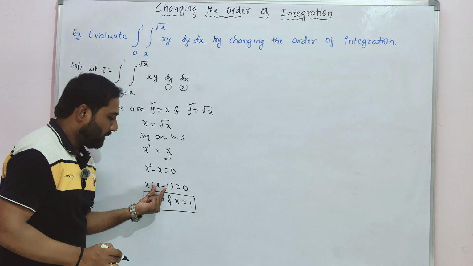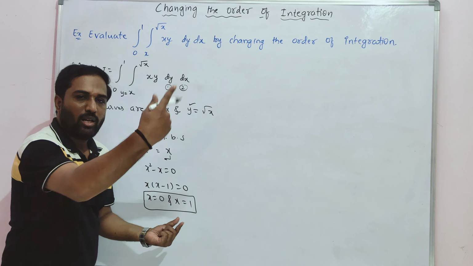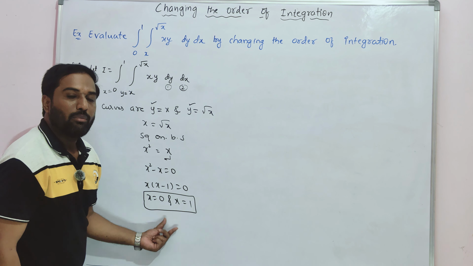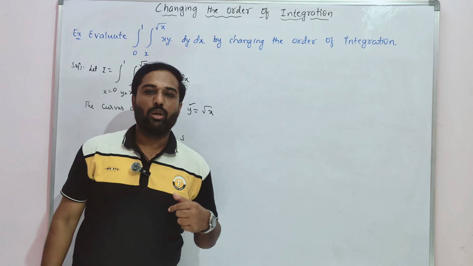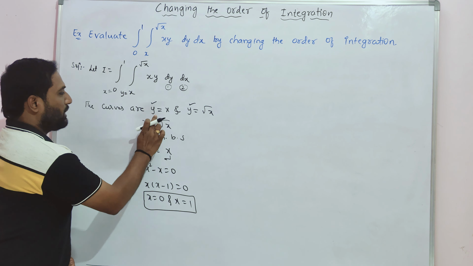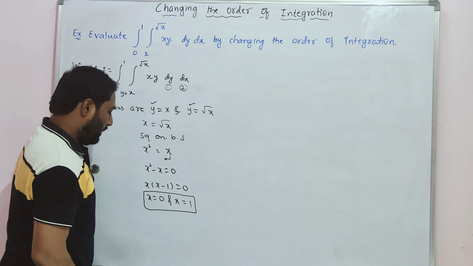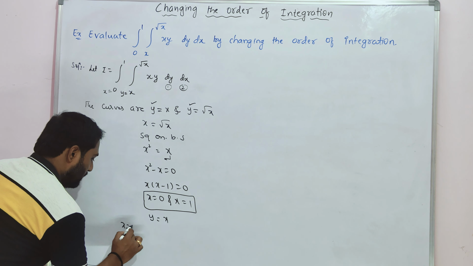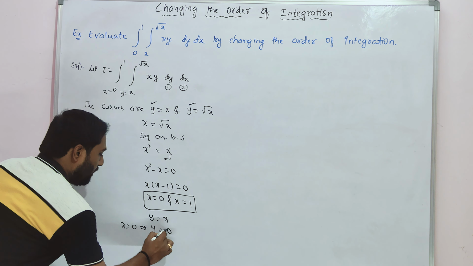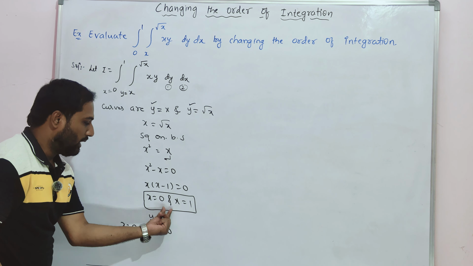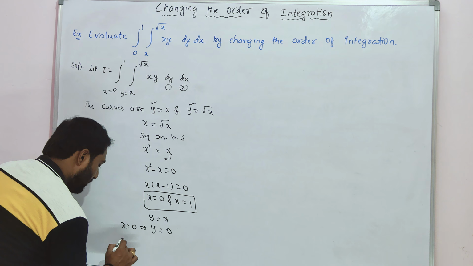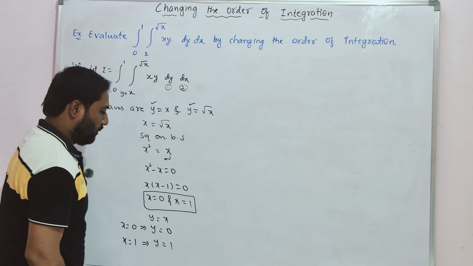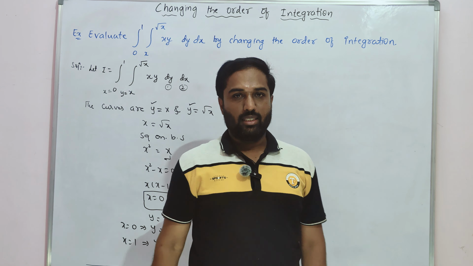Similarly, we can find the corresponding y values. We can substitute in either of the equations. Take y equals x. When x equals 0, y is 0. When x equals 1, y is 1. Now we have the points of intersection.